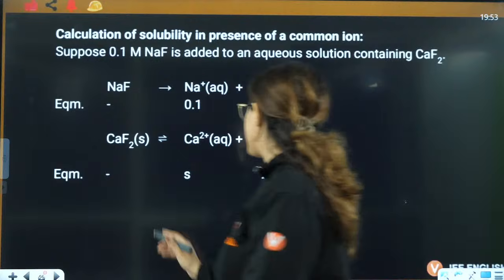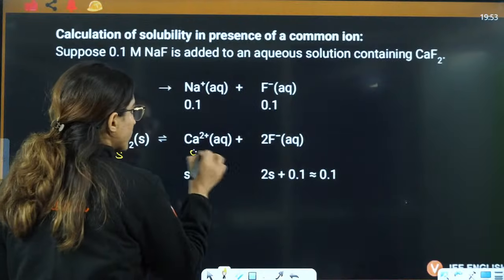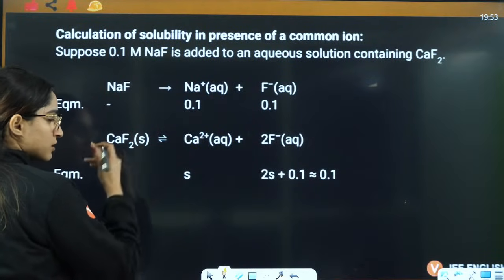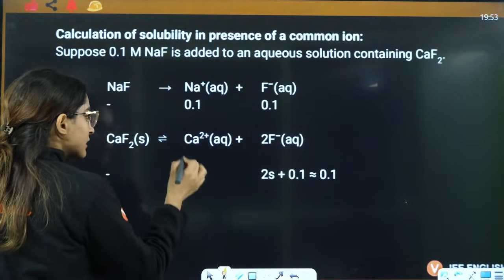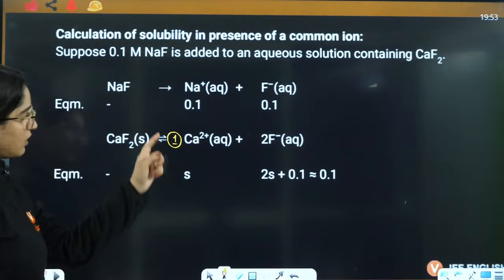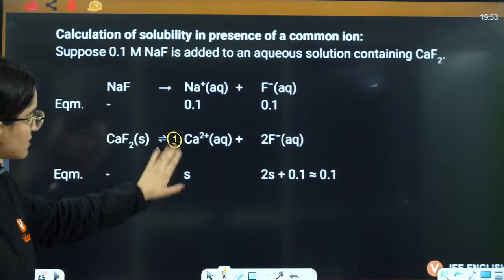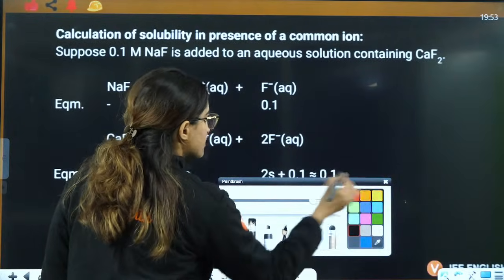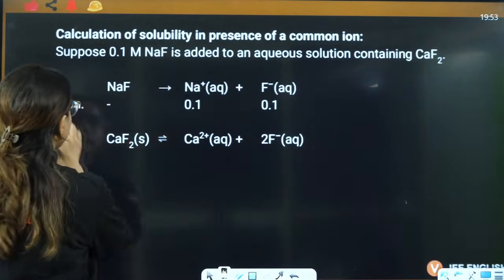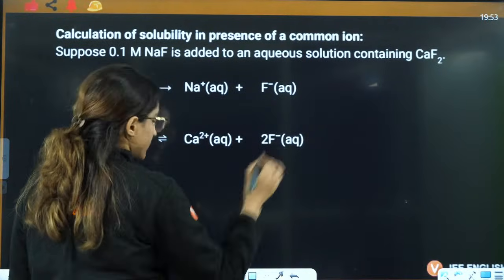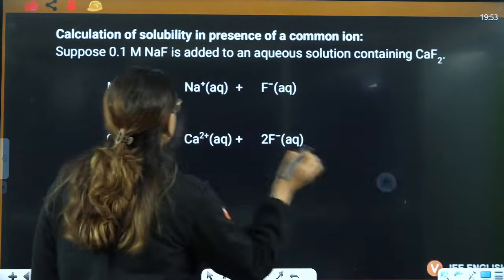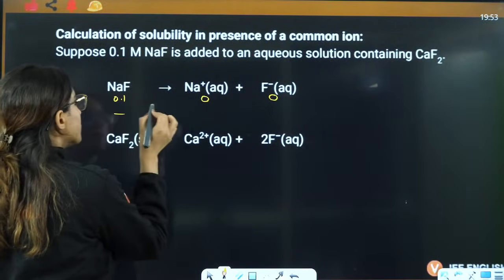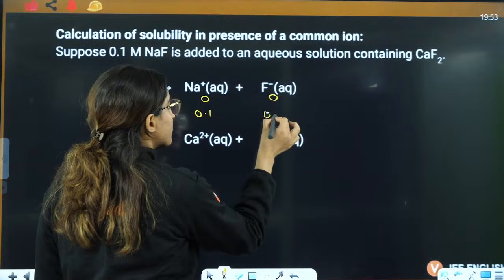In case of CaF2, initially it is S, it is 0, it is 0. Now in this case, we are saying 100% dissociation, dilution is there. This is stoichiometry multiplied by S. This is also stoichiometry. Initially, let me tell you, it is not this. Initially here it is 0.1, here it is 0, here it is 0. This will become 0, this will become 0.1, this will become 0.1.